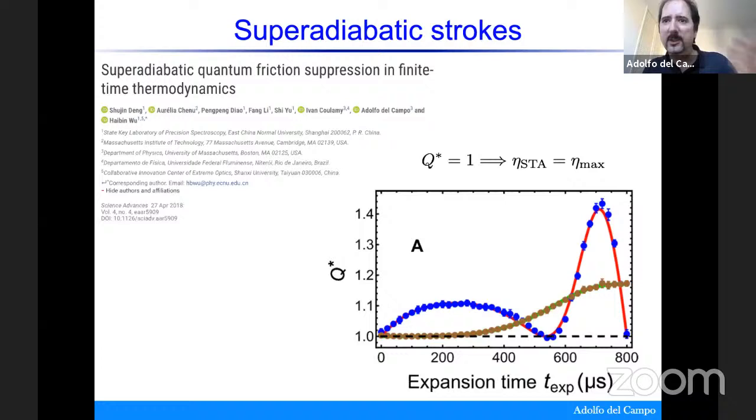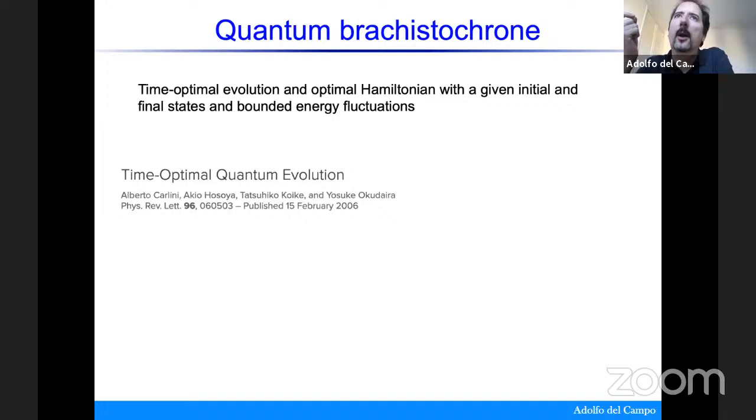Good, so this counter-diabatic driving has been argued to solve the quantum brachistochrone problem, which is the time-optimal protocol. With fixed energy variance, which is what Mandelstam-Tamm captures as an upper bound to the speed of evolution, what's the protocol that drives me from an initial state to a final state in a time-optimal way, in minimum time? Such protocols should satisfy Mandelstam-Tamm.